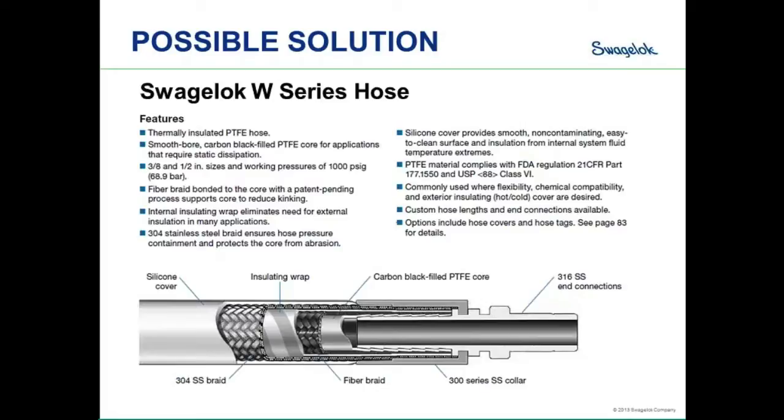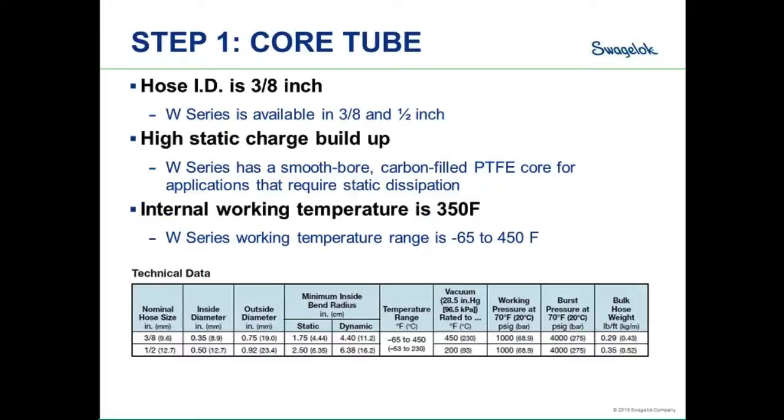It's the W Series hose. It looks like it in the catalog. You can see from the different features, it seems like this is a product that could have some solution for this application. So let's look a little bit deeper and see how it does. So looking at it, the hose ID is 3/8 inch. Well, W Series is available in 3/8 inch and 1/2 inch size. Static dissipative, well, good. The hose is available with a static dissipative core tube, so we're going to be good there. Internal working temperature 350.